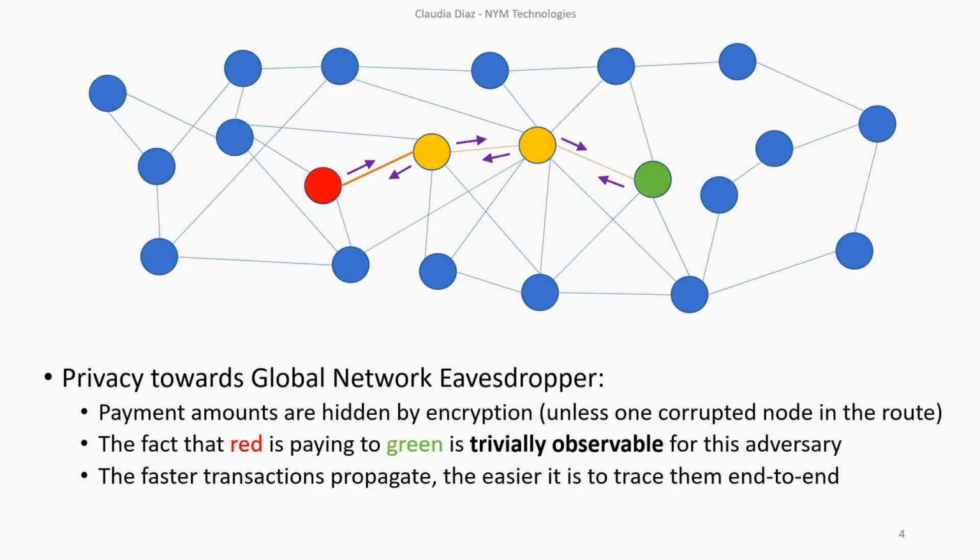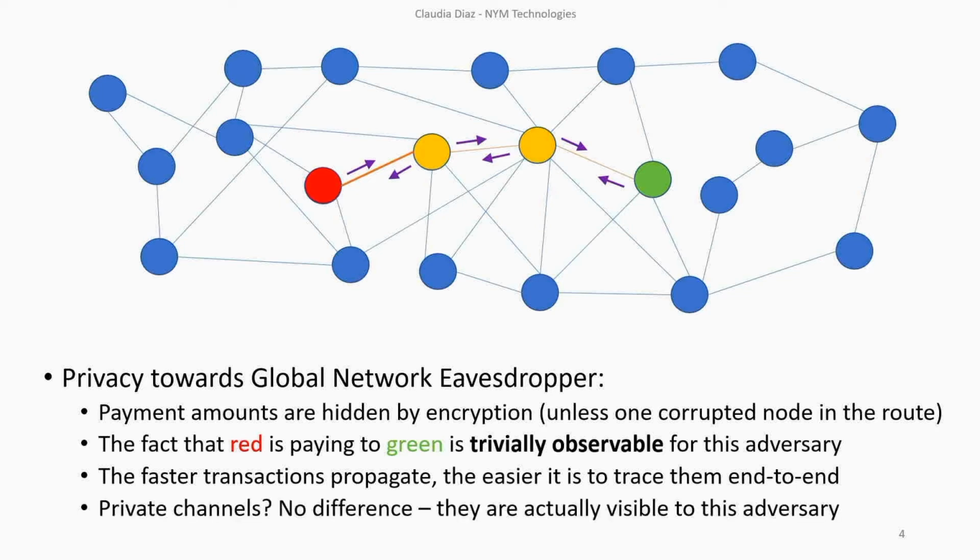The faster transactions propagate, the easier this attack becomes, because if transactions propagate slowly, maybe orange is receiving 2 messages and then sending 2 out, and then it's not quite easy to see which corresponds to what. But if it's fast, then it's quite easy, actually, to trace end to end.